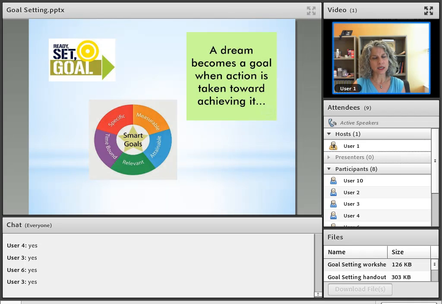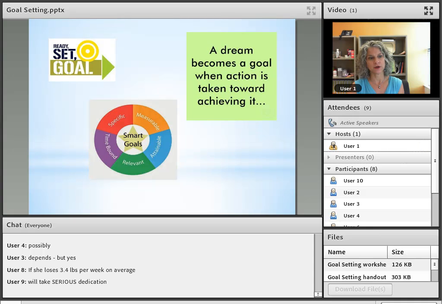Okay. Is it attainable? 30 pounds by September 23rd. So today's June 20th. That's July, August, September. So that's 30 pounds in roughly 3 months. Possibly it's attainable. It depends, right? It depends on a lot of things. If she loses 3.4 pounds per week on average, somebody's got a calculator. Yes, it will take serious dedication.